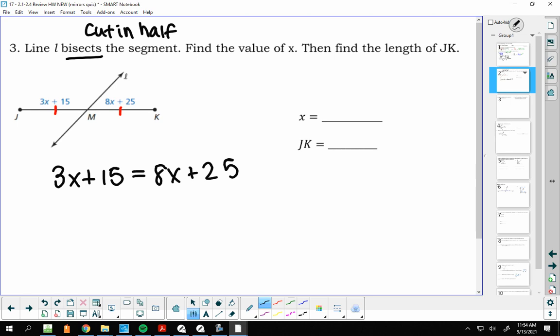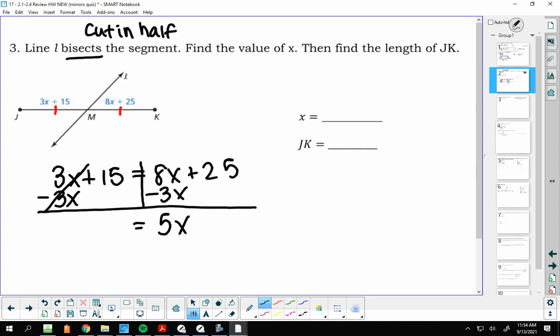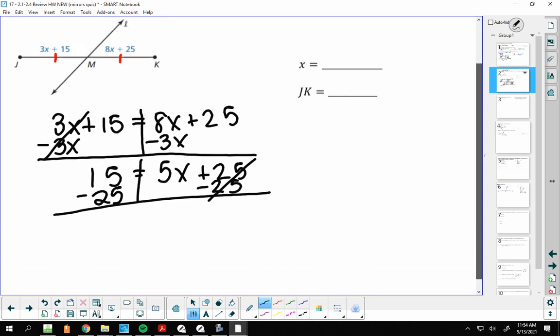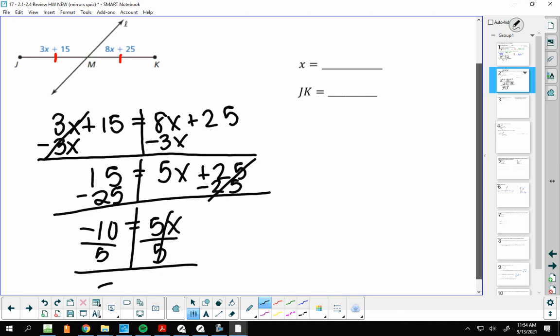It doesn't matter what side you put your constants and what side you put your variable terms on. I like to keep my variable terms positive, so I'm going to move them to the right side. And that gives me 5x. And if I put the variable terms on the right side, I'm going to move my constants to the left side. If you do something to one side of the equation, you have to keep your equation balanced and do it to the other side of the equal sign. So 15 minus 25 is negative 10 equals 5x. And then we can divide both sides by 5. And we get negative 2 equals x.